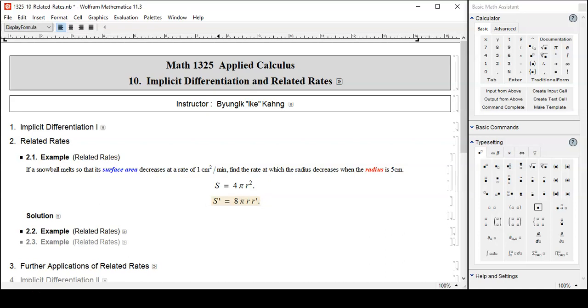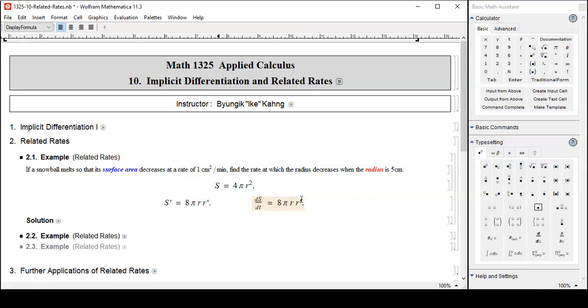All good? Or if you prefer German notation, you can write like this. ds dt and then dr dt. Sorry about the typo. Okay, which do you prefer? In my solution here, I use French notation. So here, let's use German notation to answer the question.